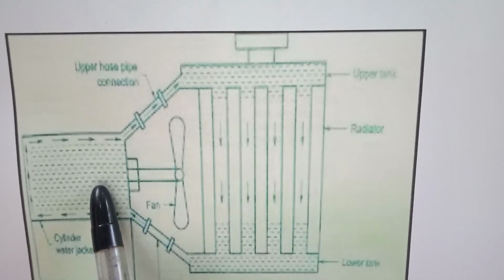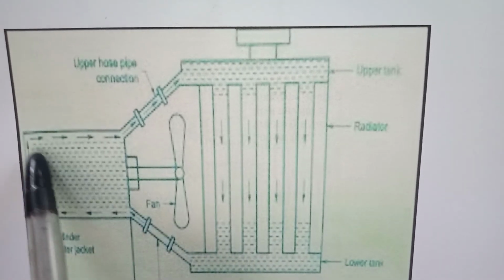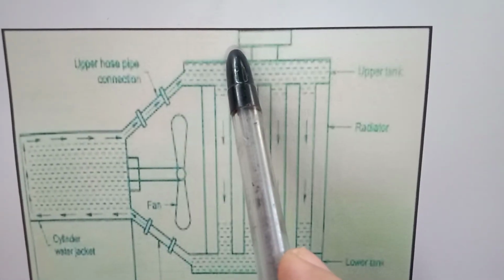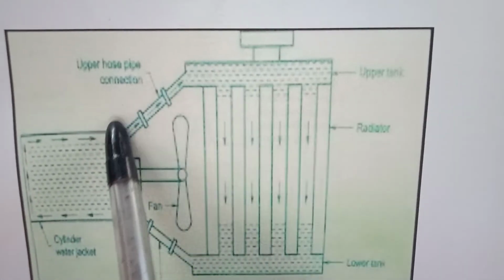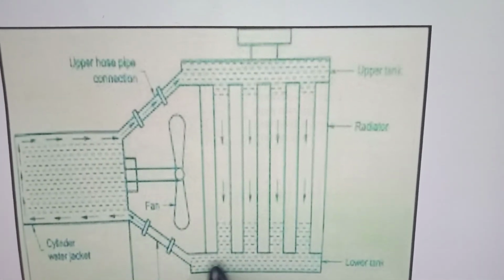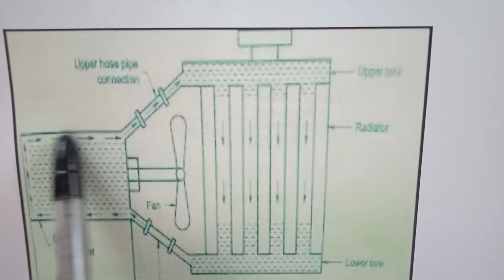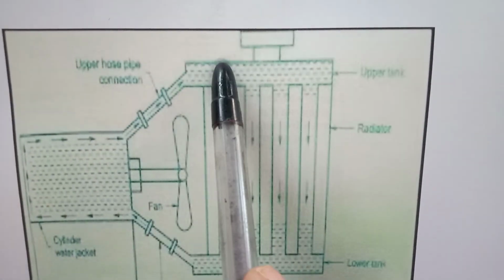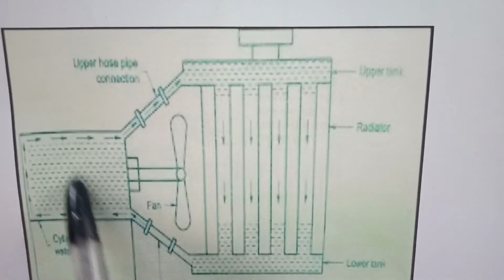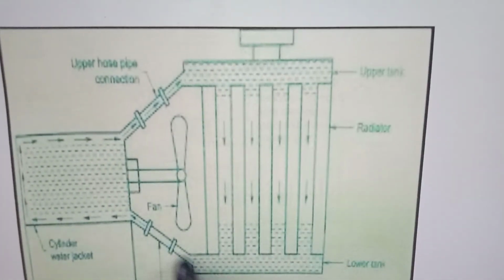When the water from the lower tank moves to this position around the cylinder, it is again heated and moves to the upward side because of the lower density. As that water moves to the upper tank, again the water which is cooled in the lower tank will be pushed into this vacant area, because the water present here has already moved to the upper side of the radiator. So this process will continue, and this is called a thermosiphon cooling system.